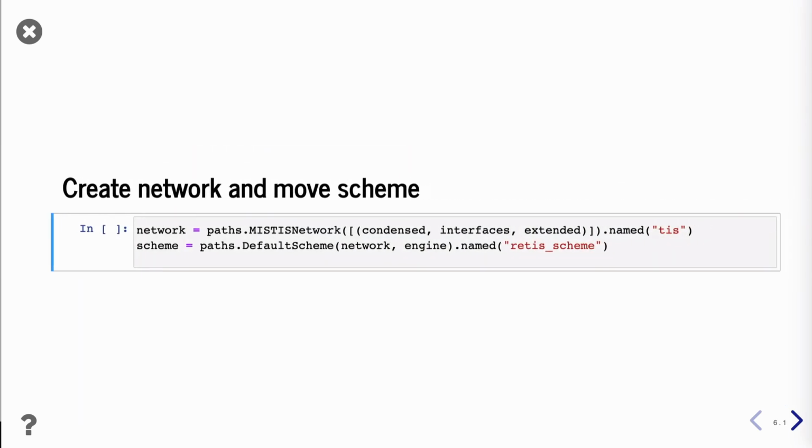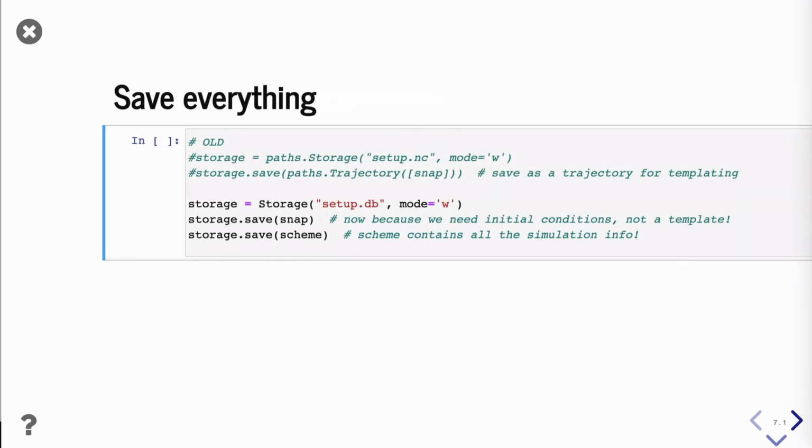With all that created, we're going to actually create the network, the TIS network, and the move scheme. We're going to study the process of going from the condensed state to the extended state through the interfaces that we defined. And so we'll use an MISTIS network for that with only one transition in it. And we'll do the default replica exchange scheme for transition interface sampling that comes with OpenPathSampling.